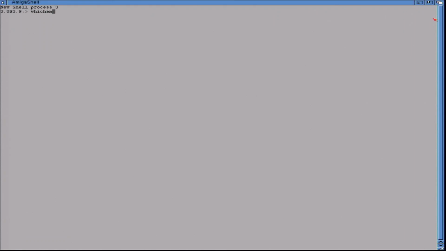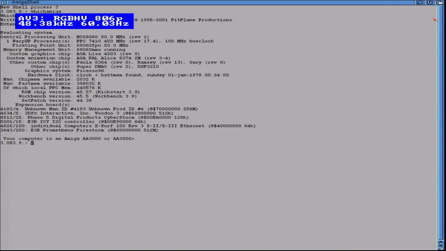Let's give that a go. As usual, it goes away, does its thinking, and then comes back with information about the machine I'm running. First of all, I bumped the version number up to 1.4, and the basic layout is exactly what we know and love from times past. But let me just walk you through some of the changes that I've made to extend WhichAmiga and bring it a little bit more up to date. Some of them are very apparent from just looking at the information readout here, and some that I'll come back to at the end are under the bonnet.